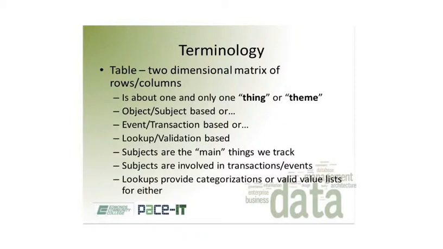So the way I categorize these is subjects are the main things that we track. The subjects then are involved in transactions or events. And lookups will provide, like the categorization, as I mentioned, or a valid value list for either a subject or a transaction.